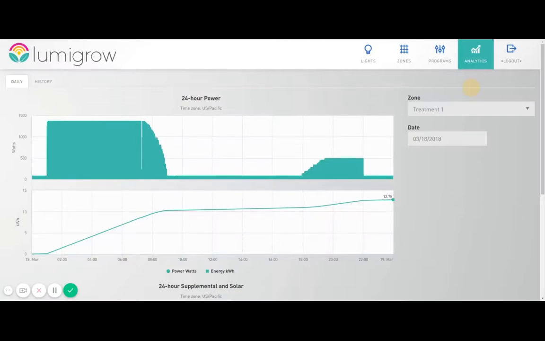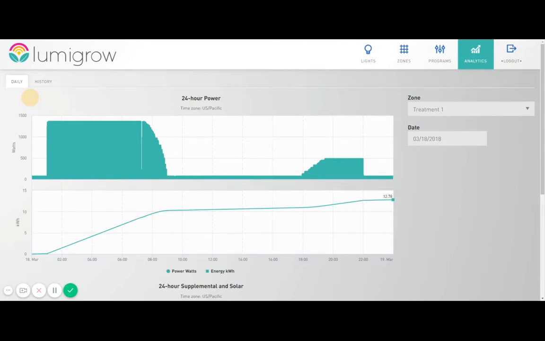The purpose of this video is to teach you how to use the Analytics tab in your smartPAR interface. You can find the Analytics tab in the top right-hand corner, right next to the Logout button. On the Analytics page, you will find graphs for both power usage and light levels for your facility.